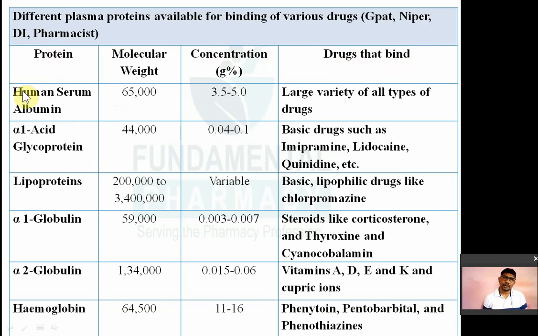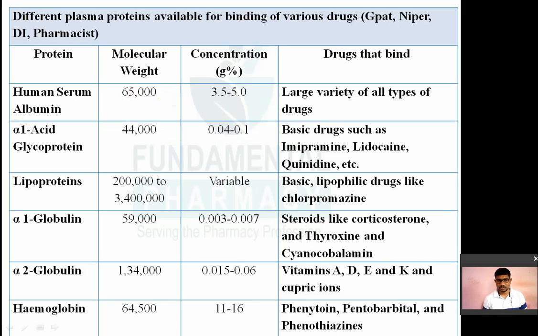So the first one is human albumin. Human albumin has a molecular weight of 65,000 daltons. This was a question in GPAT 2021. What is the molecular weight of albumin? So albumin has a 65,000 molecular weight, and most drugs bind to albumin. This was again a question in GPAT. What is the concentration of this serum? What is the concentration of albumin in the blood?